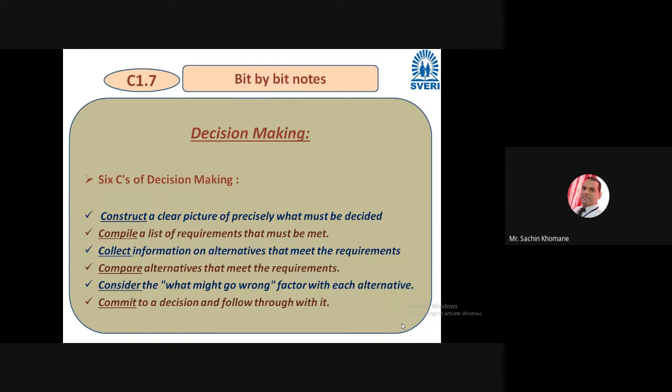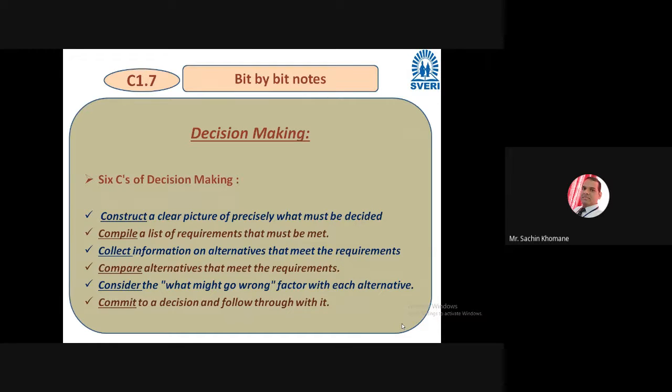Friends, construct, compile, collect, compare, consider, and commit. So these 6 C's are there here. So let us discuss one by one. While making a decision, you should construct a clear picture of precisely what must be decided. Before deciding, in your mind or on paper also, sometimes you can construct a clear picture. So what you want to decide first, a clear picture should be there, and that must be constructed maybe in mind, maybe on paper. Okay, so this is the first step, you can say. This is a very important C out of these 6 C's for decision making.